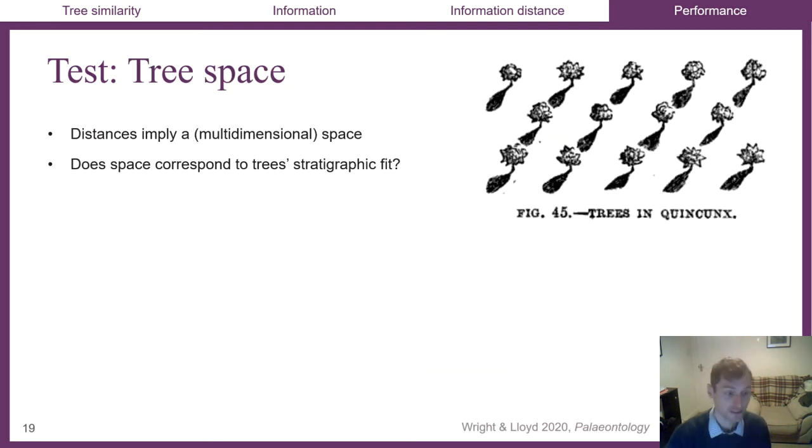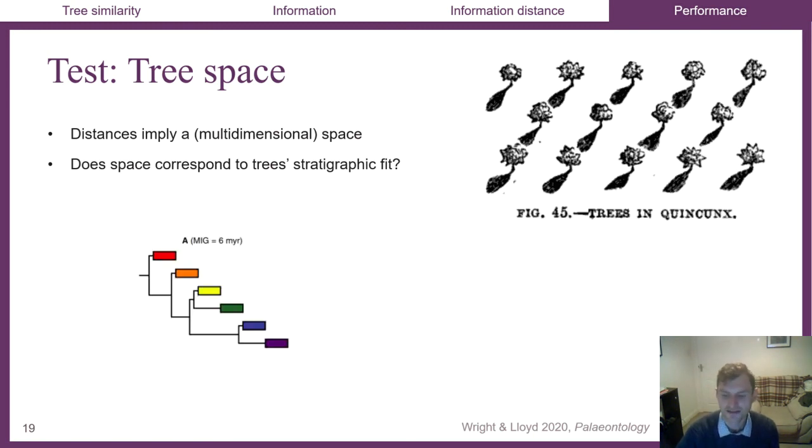Another test we can do is to use these tree distances in a practical way to construct a tree space. And we can ask whether the space of trees, which we compress from many dimensions to a couple of dimensions, corresponds well to some extrinsic property of the trees. And one such property might be how well a tree fits to the stratigraphic record. So here, each of the 6 leaves of the tree is associated with a fossil range for a period of time. So time is going to the right here. And you can see that this is actually a pretty good fit with this simulated fossil record.